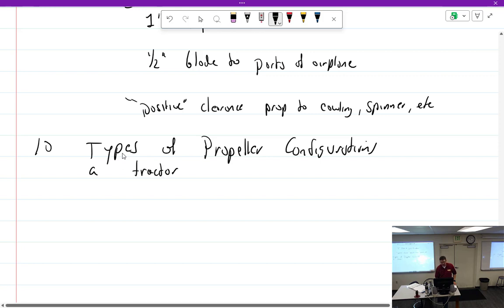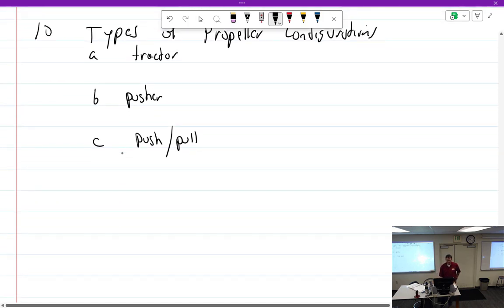We have the tractor type. We have the pusher type. And we had the push-pull. So that's your propeller configurations. Now we can talk about all the different types of props.